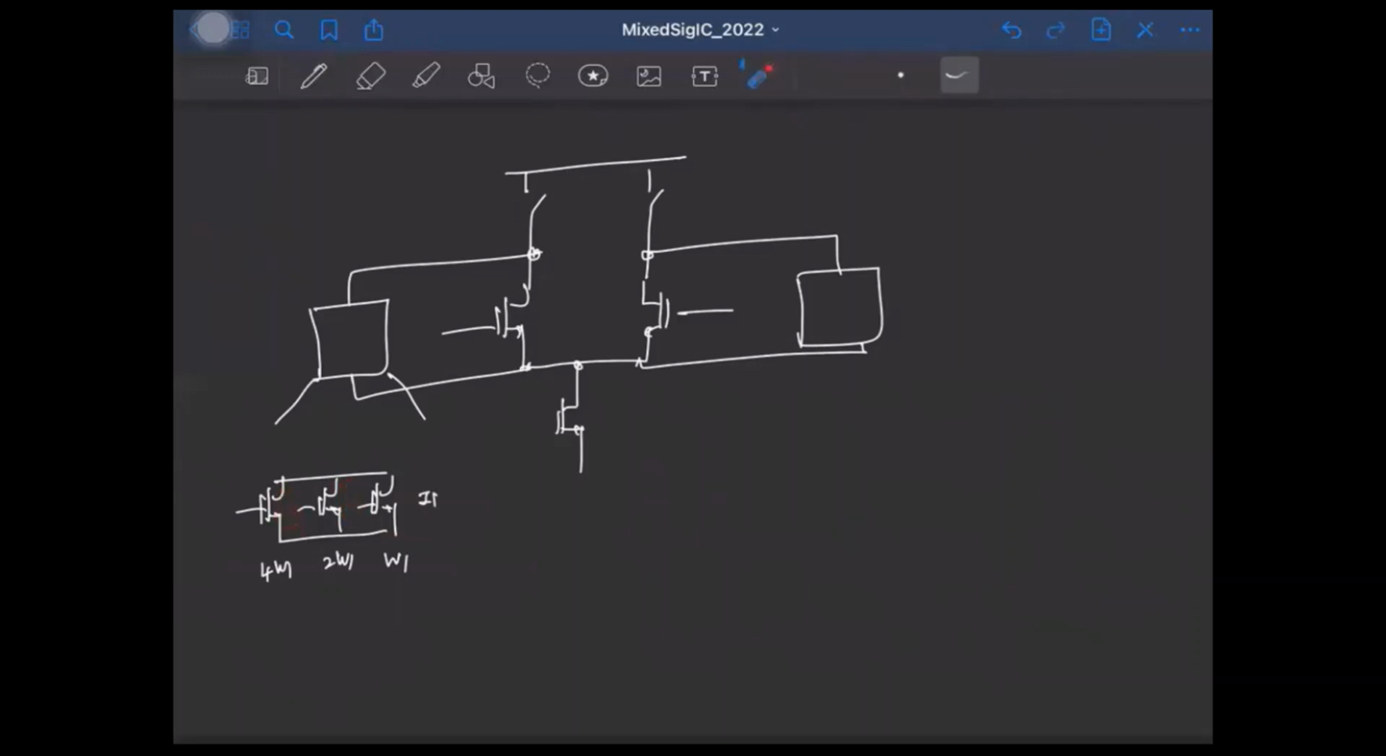And by turning on the optimal number of transistors in these 2 branches, we can make sure that the current imbalance is accounted for. So this way we can calibrate and reduce the offset in this dynamic preamp. Okay.